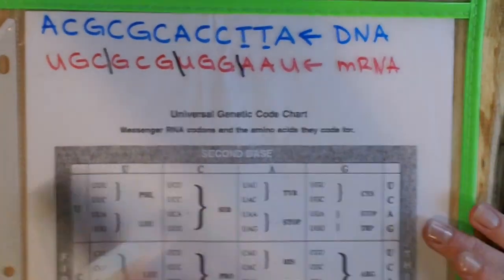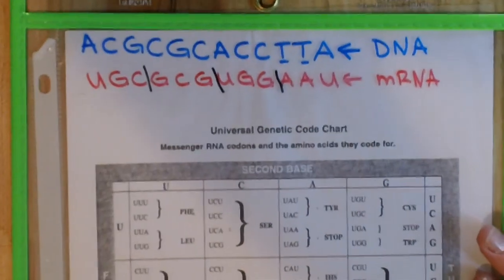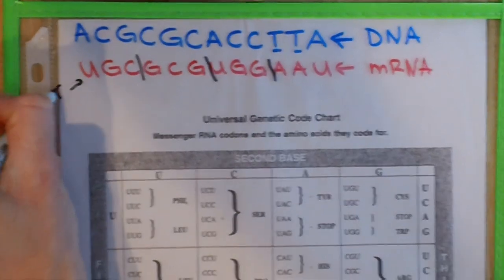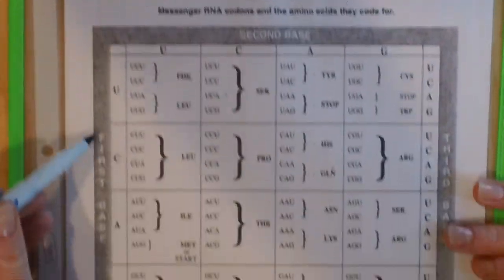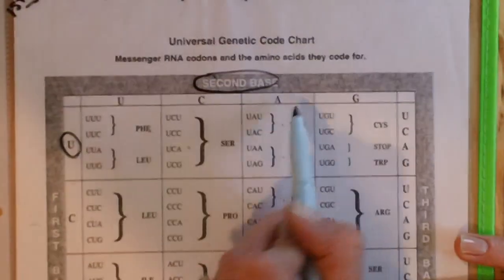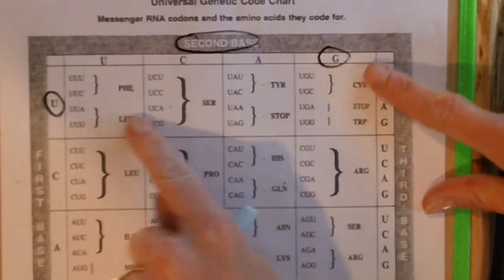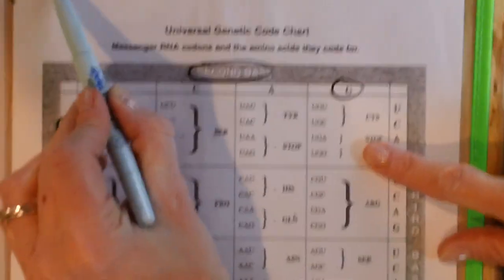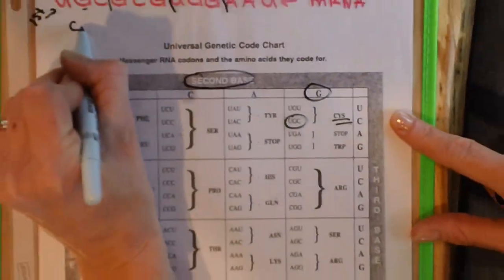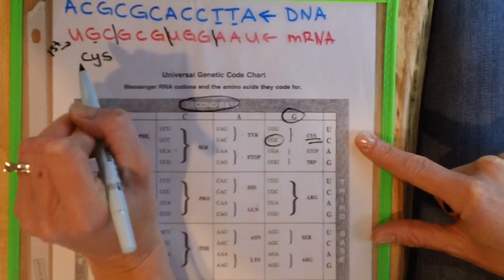Now you're going to use this chart to determine what amino acid should be placed. My first letter is U. So I look over here where it says first base and I find U. My second letter here is G. So I go to my second base and find G. Now I want to see where these two meet, and if you notice it says UGC, so I look for where it says UGC and it says CYS. My first amino acid is CYS.